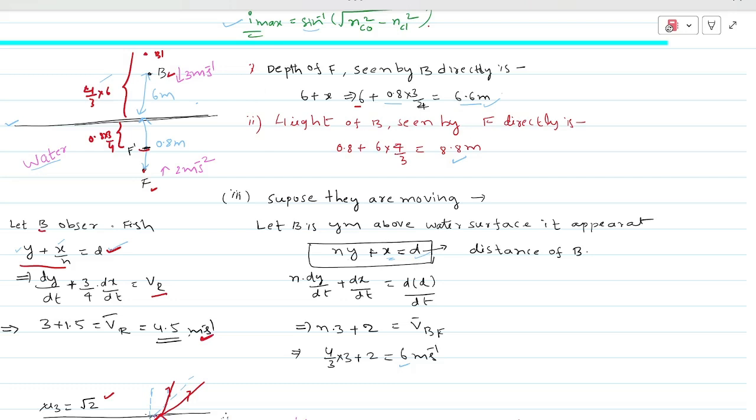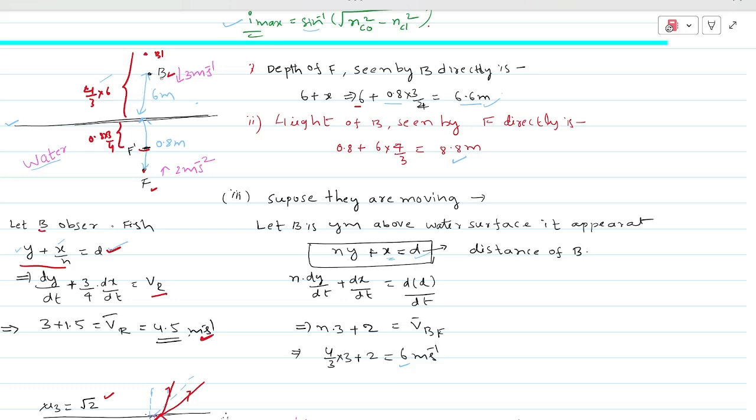The fish is observing the bird. The bird appears at an apparent depth equal to 4 by 3 into 6, that equals 8 meters above. Actually, the fish is thinking that the bird is 8 meters above the surface. Okay, I can relax and move, or otherwise I can dance here like that. It can think. But actually, the bird is not at 8 meters. It is at 6 meters only.